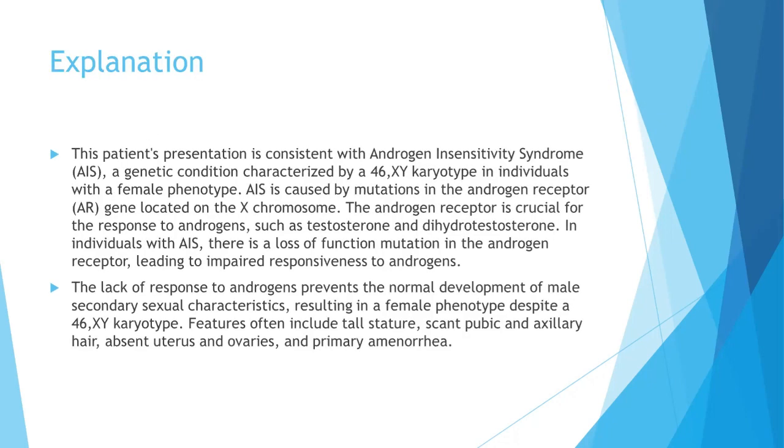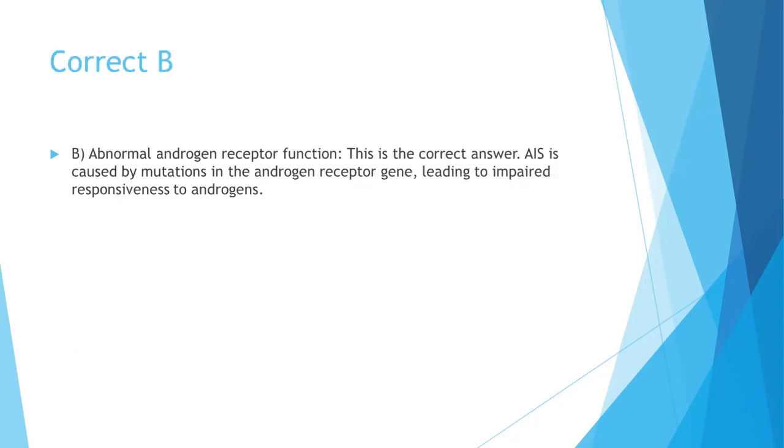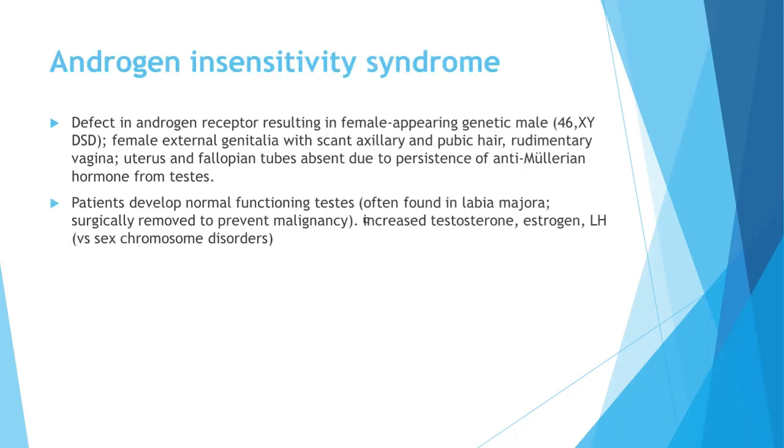This patient's presentation is consistent with androgen insensitivity syndrome, a genetic condition characterized by a 46XY karyotype in individuals with a female phenotype. AIS is caused by mutations in the androgen receptor gene located on the X chromosome. So the correct answer is B, which is abnormal androgen receptor function. AIS is caused by mutations in the androgen receptor gene leading to impaired responsiveness to androgens. So the defect in androgen receptor results in a female appearing genetic male.